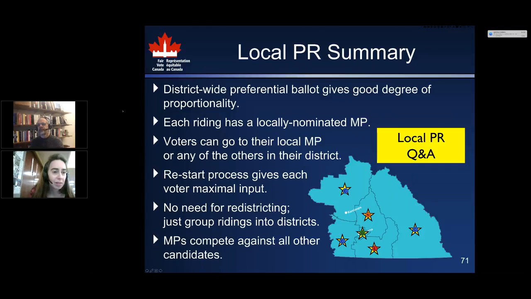All right. I don't know, Byron. I don't see anything else specific. Oh, here we go. There's a new one for LPR. Okay. Local PR seems to preserve the local member. Can't see math to show how we get proportionality. If plurality vote for party one in each riding, won't party one win all the ridings?